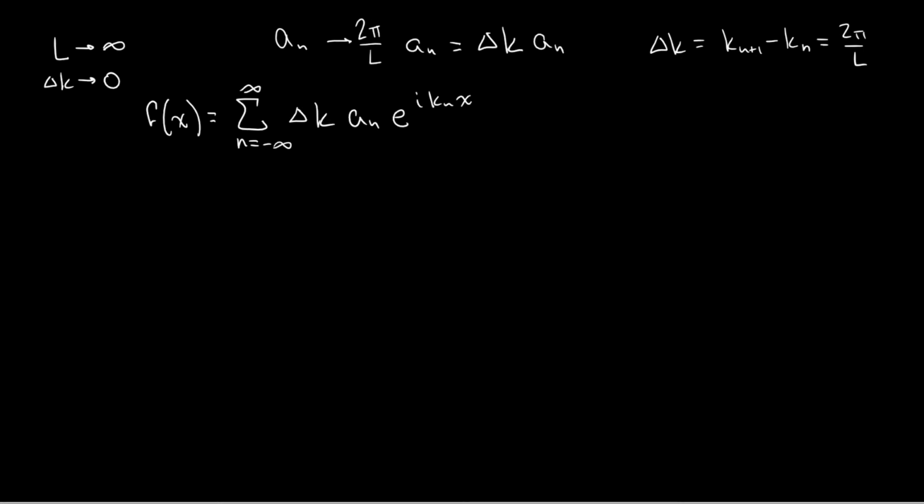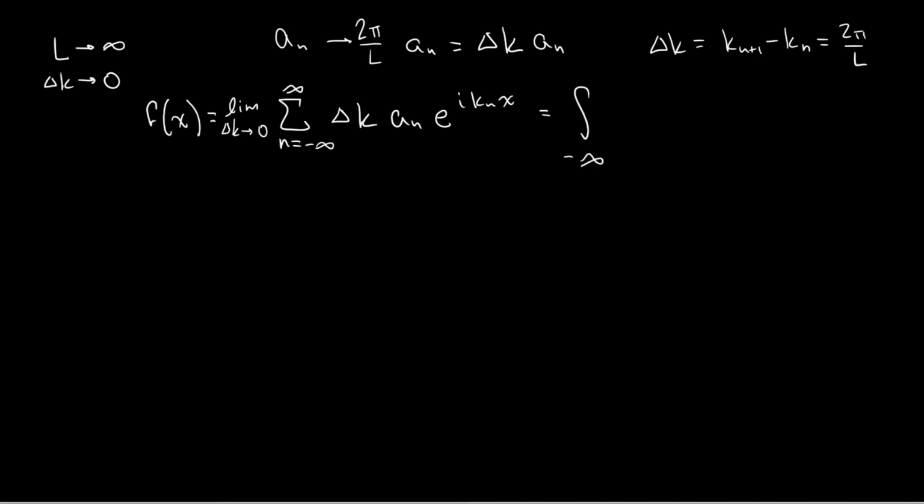So in this case, if I'm going to lasso this stuff and move it over, I'm going to say this is the limit as delta k goes to 0. This just becomes an integral from minus infinity to infinity over k. And these a sub n's are now going to become functions of k, which I'll call f tilde, e to the i k x.